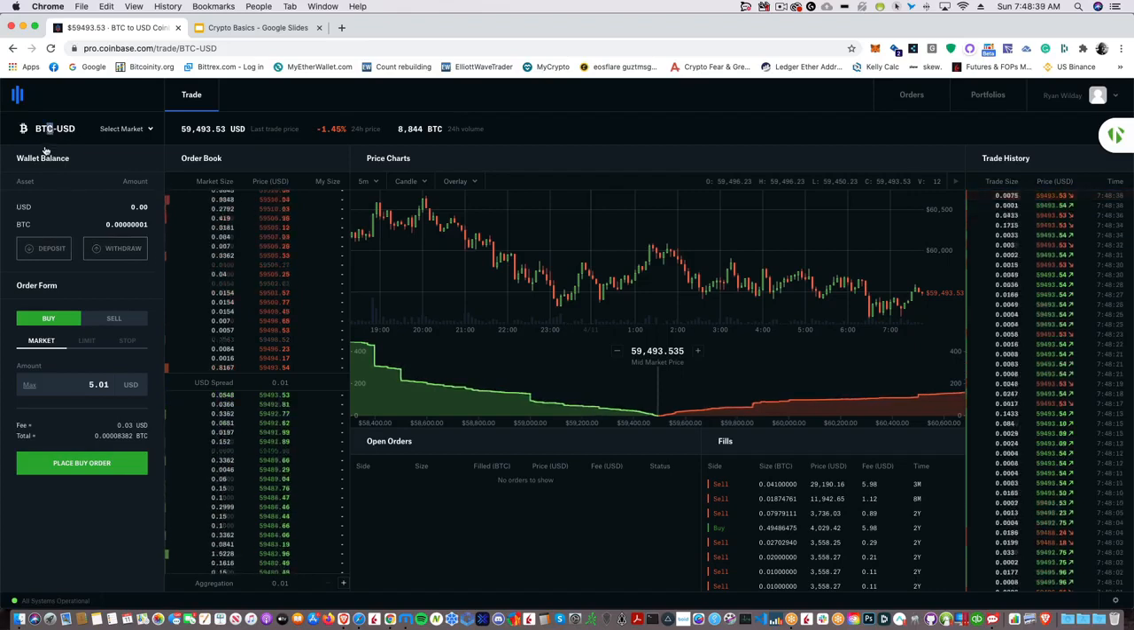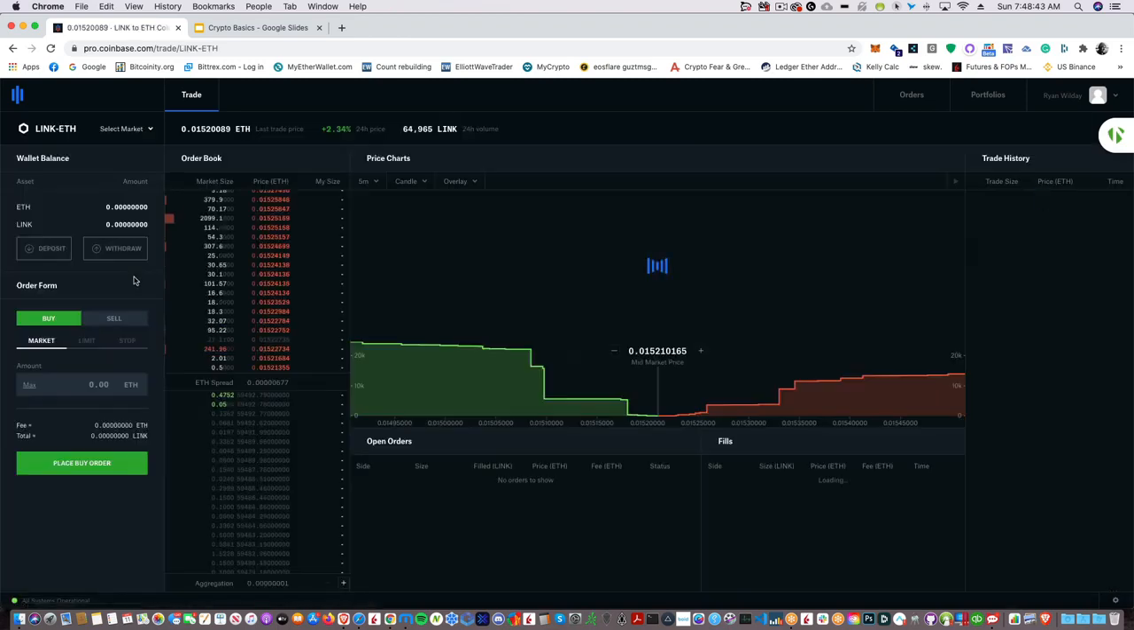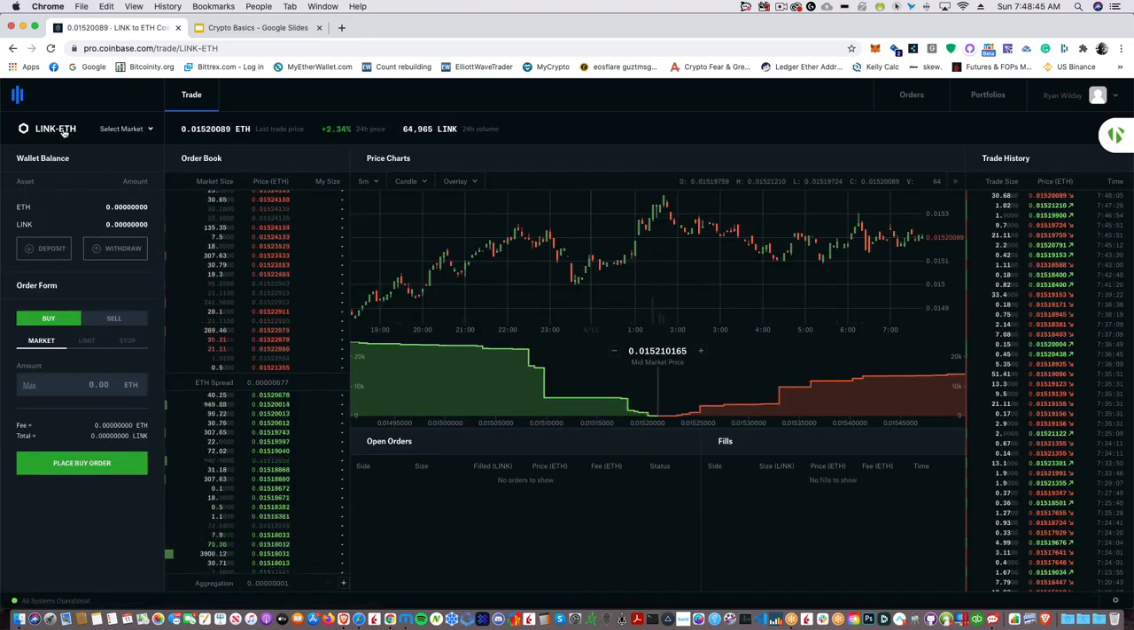Okay. Now, if I was to switch, say let's go Ether, and then we'll pick Link with Ether. You are buying Link with Ether. So if you didn't have any Ether in your account, you couldn't make this trade on Coinbase. Okay. So you can see this is asking me how much I want to buy with how much Ether, right? And so if I only had US dollars, if you wanted to make this trade, you have to buy Ether first. Of course, you can just buy Link with US dollars as well.